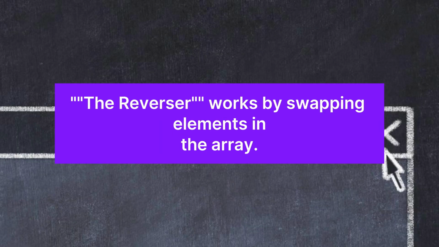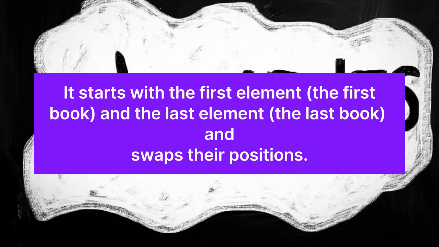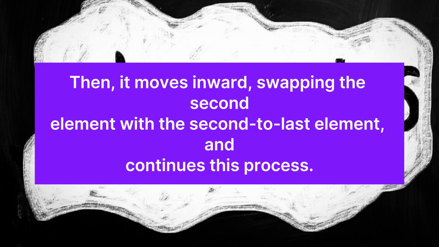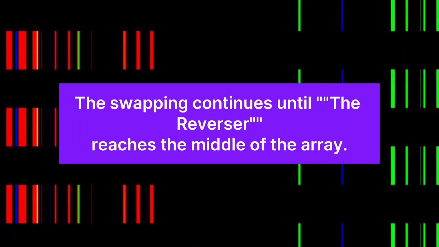The reverser works by swapping elements in the array. It starts with the first element, the first book, and the last element, the last book, and swaps their positions. Then, it moves inward, swapping the second element with the second to last element, and continues this process. The swapping continues until the reverser reaches the middle of the array.